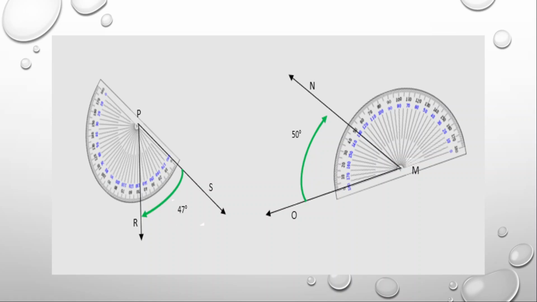Here we have another angle. This angle is in MO. Rotate that protractor until the center point is on the vertex M, and the baseline, the naught line, is on one of the rays, and in this case it's on MO. Right, and we start counting. Naught, 10, 20, 30, 40, and it's on 50 degrees.